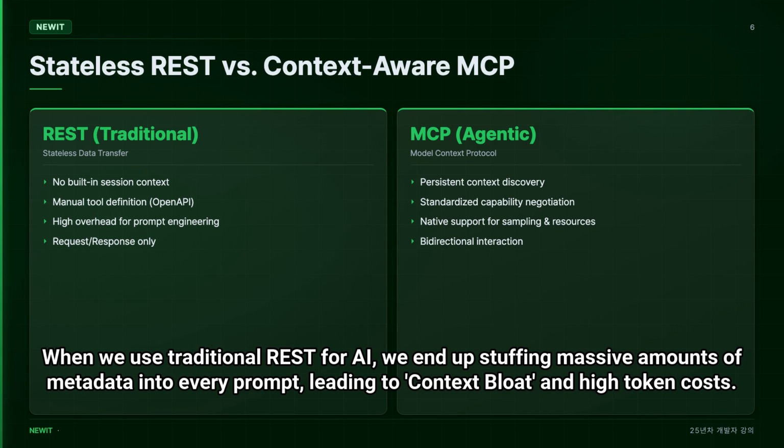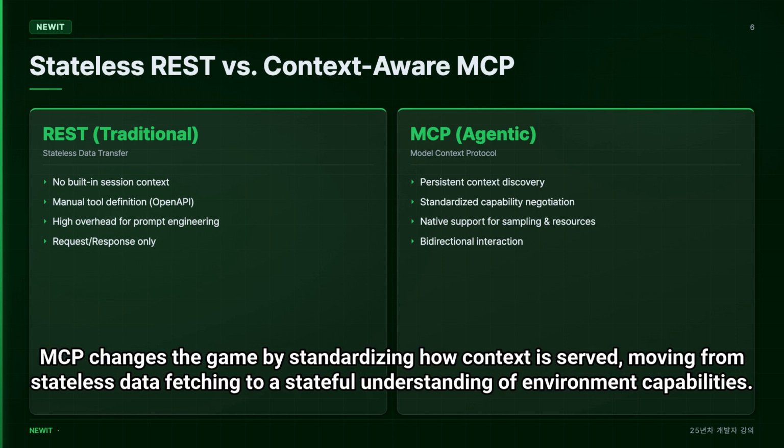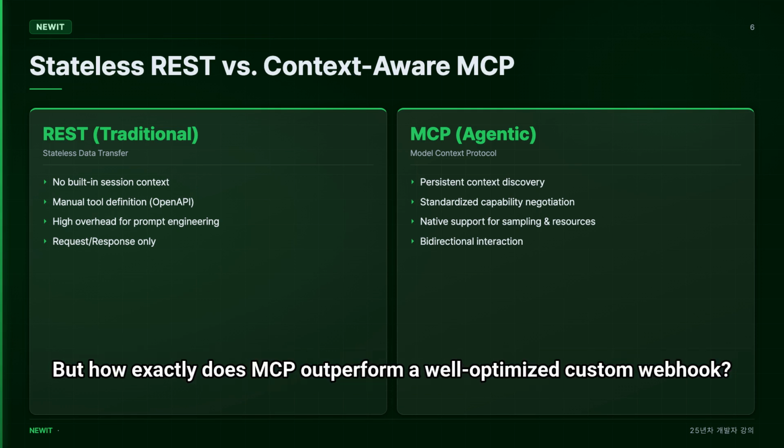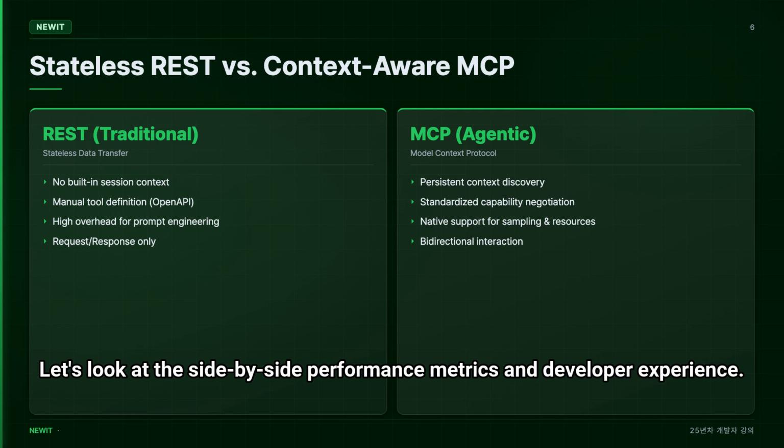When we use traditional REST for AI, we end up stuffing massive amounts of metadata into every prompt, leading to context bloat and high token costs. MCP changes the game by standardizing how context is served, moving from stateless data fetching to a stateful understanding of environment capabilities. If we don't fix this mismatch between stateless APIs and stateful AI, our agents will remain expensive and forgetful toys. But how exactly does MCP outperform a well-optimized custom webhook? Let's look at the side-by-side performance metrics and developer experience.